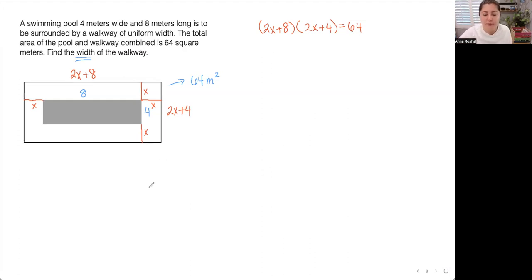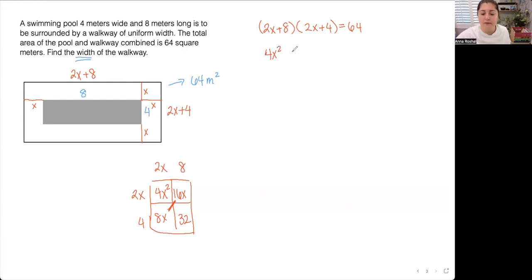Some students prefer the box method. So the box method, that is like a wonky looking box. I have 2X plus 8 here, 2X plus 4 here. This is 4X squared, 16X, 8X, and 32. I know that I can combine these two. So I'm going to end up with 4X squared plus 24X plus 32 equals 64.